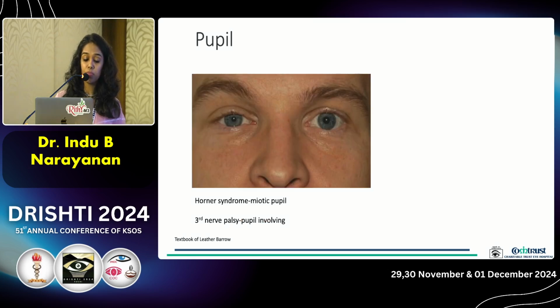Importance of pupil: this is a case of mild ptosis with a miotic pupil. It's Horner syndrome. And in third nerve palsy in which the pupil is involved, it's a very surgical emergency, as all of us know.